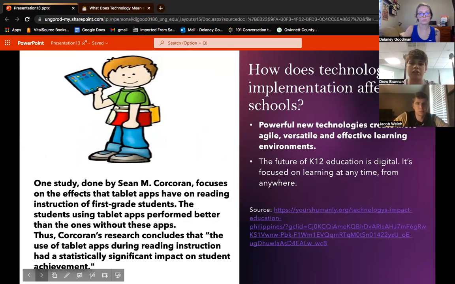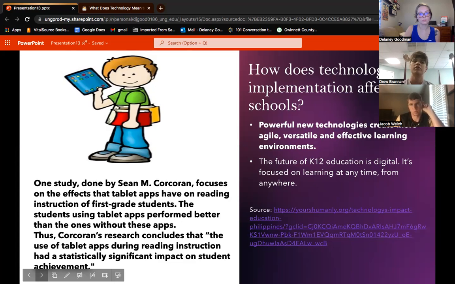And how does technology implementation affect schools? So real quick, this study on the left was about students that did or did not use apps for their reading instruction in a group of first graders. And they found that the children that do use the apps tend to do better, and it has a good impact on their reading ability as compared to the ones that did not.